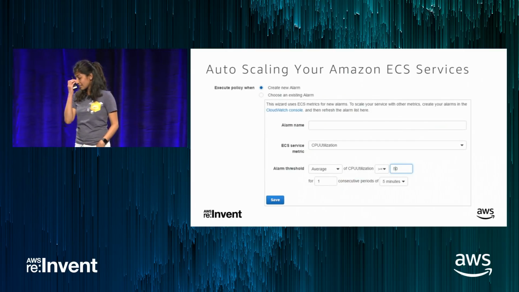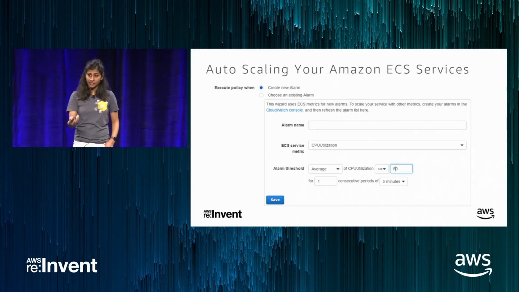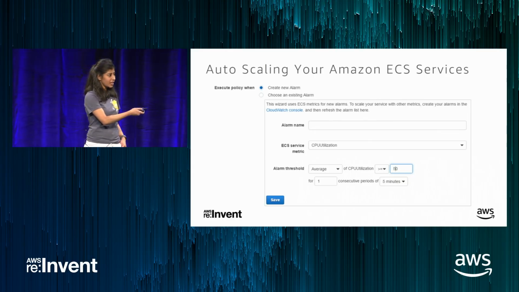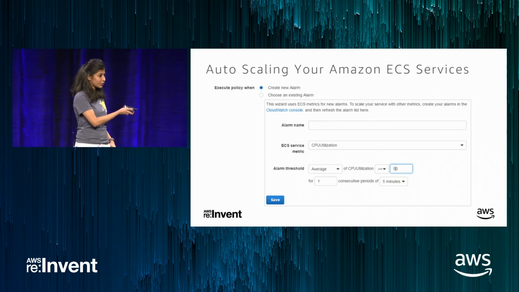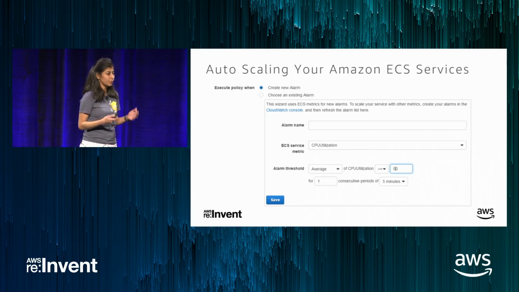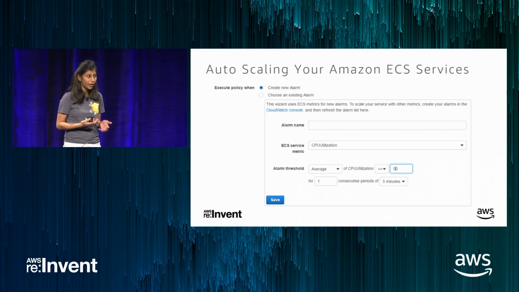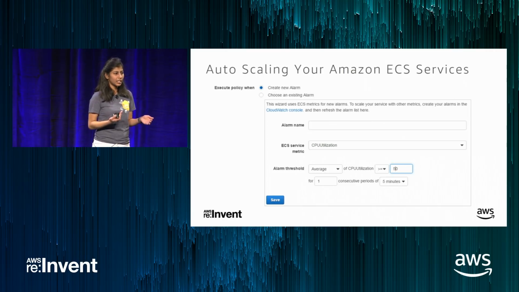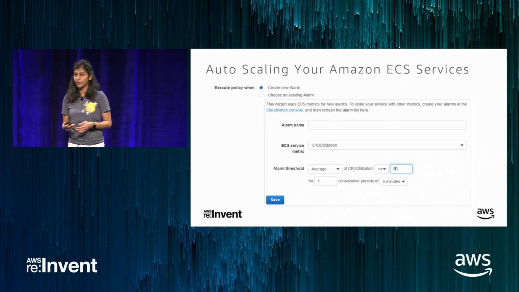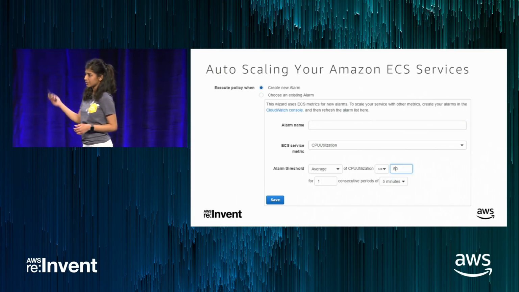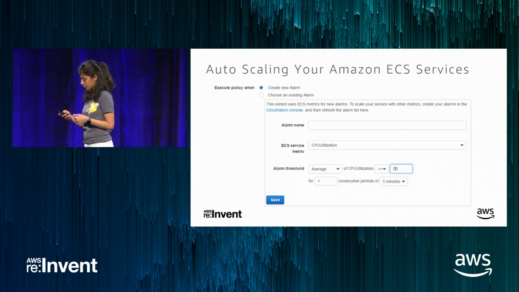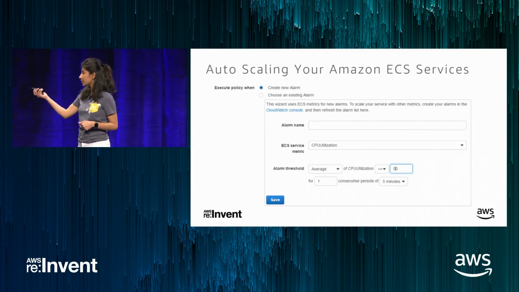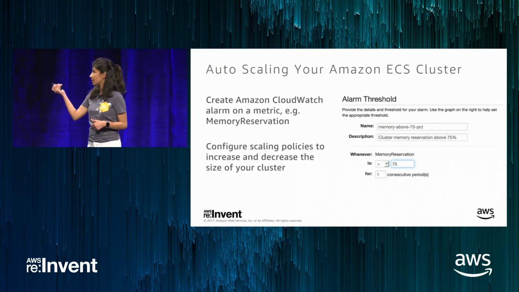So the way you do that is by creating an alarm for your service, and you specify the threshold that you want, beyond which you want to configure some auto-scaling policies, and say that you want to increase your desired count for a service by 10% if it breaches your threshold by 50%. And you can configure such rules. So this is for ECS service, and this is for ECS cluster.